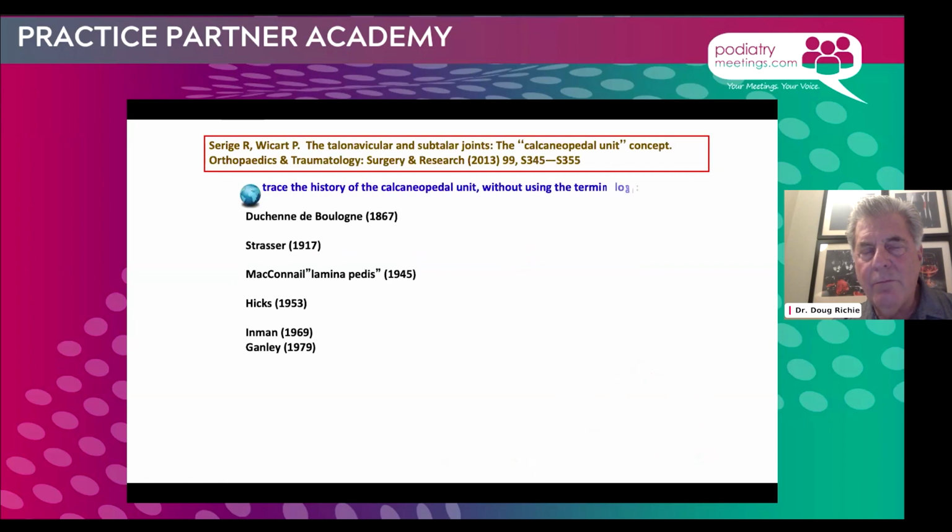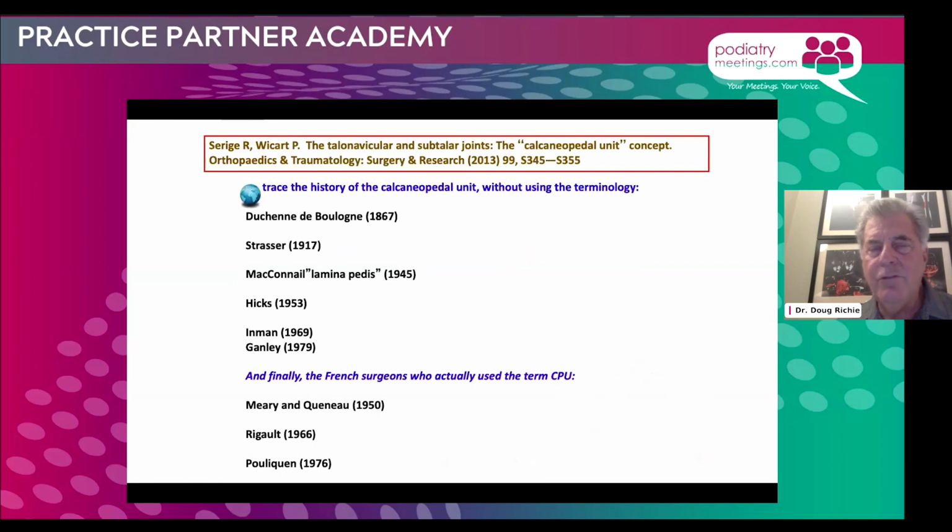Seringe and Wicart pointed out that the calcaneal pedal unit and the movement of the bones of the foot plate were described really going back to 1867 with Duchenne. And then they cite McConnell. They also cited Hicks. I would also throw Jim Ganley in there, as I'm about to show you. He described a twisting plate mechanism. And then up until today, as I'm about to show you.